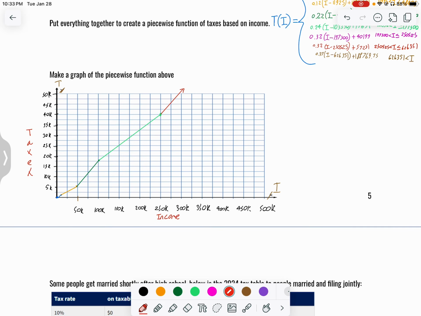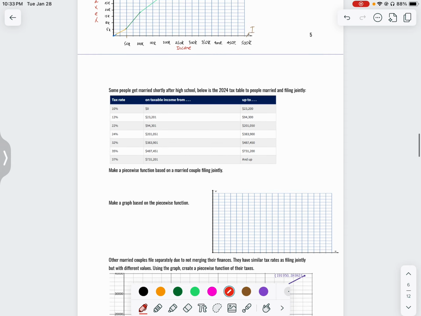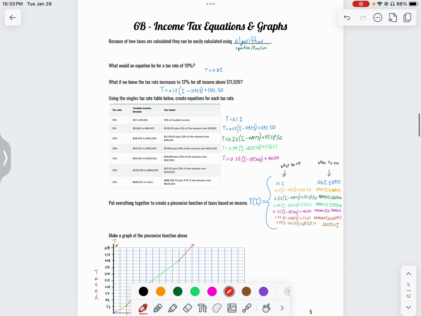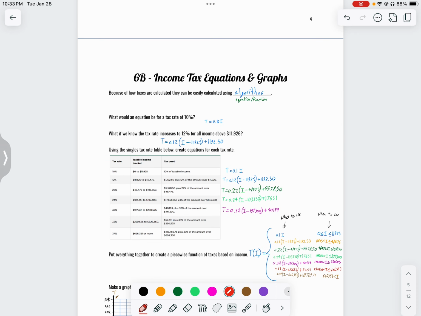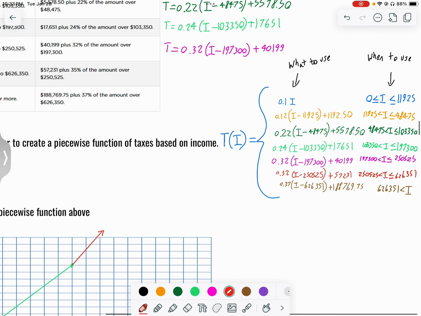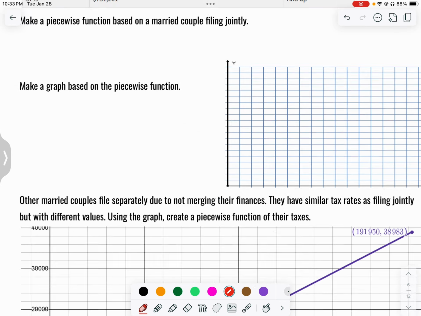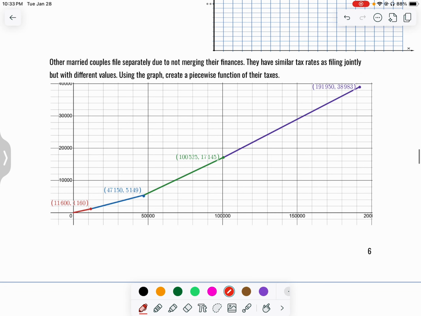Okay. With that said, you should be able to do the next page. We're going to be working on the next page in class tomorrow, but you're going to try and make yourself a piecewise function, and then you're going to go ahead and try to graph the piecewise function. And last but not least, we're going to see if we can take this graph and come up with a piecewise function for it.